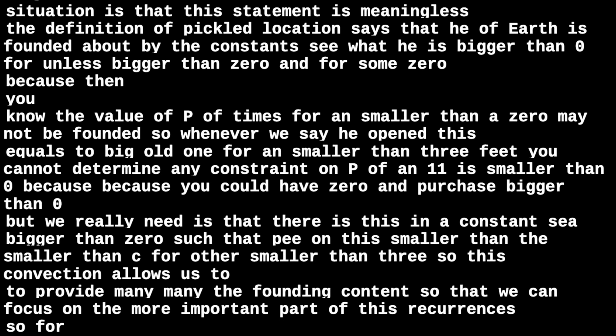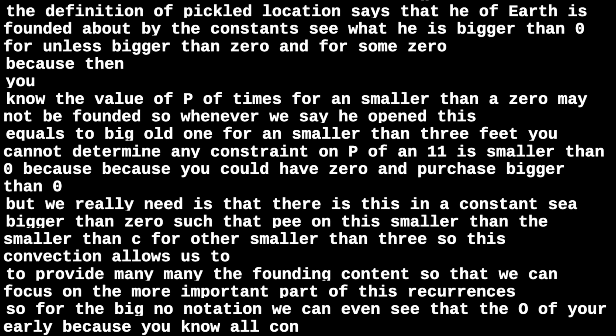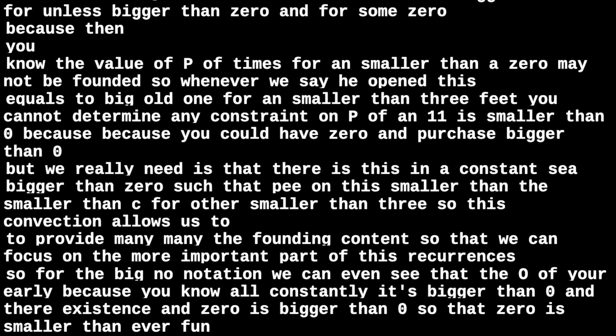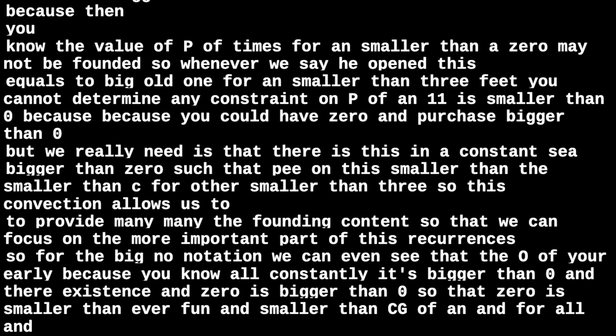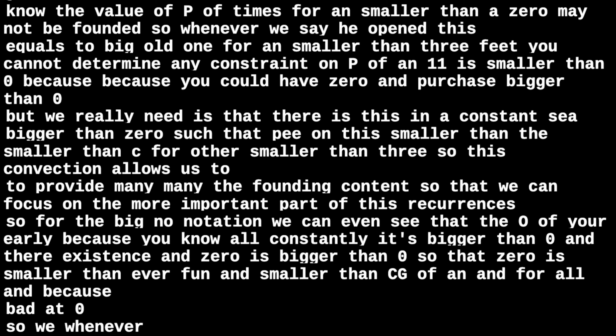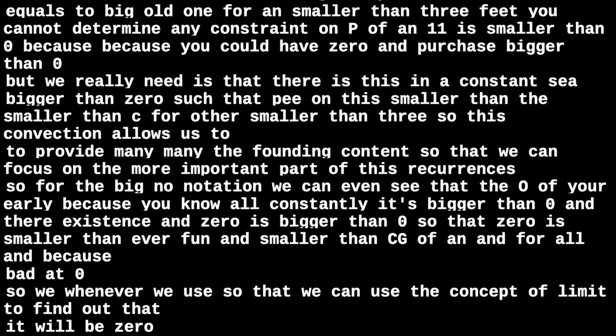For big O notation, O of g of n equals the set of f of n such that there exist constants c bigger than 0 and n0 bigger than 0 so that 0 is smaller than or equal to f of n, which is smaller than or equal to c times g of n, for all n bigger than or equal to n0. We can also use the concept of limit to find out that it will be 0 under certain circumstances.